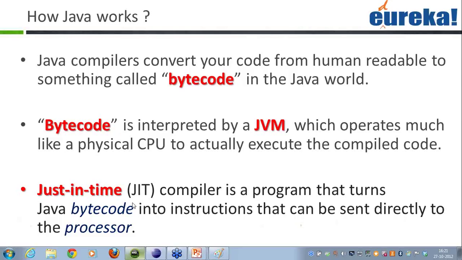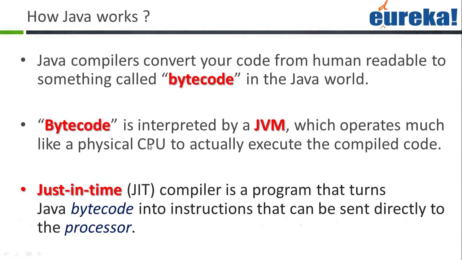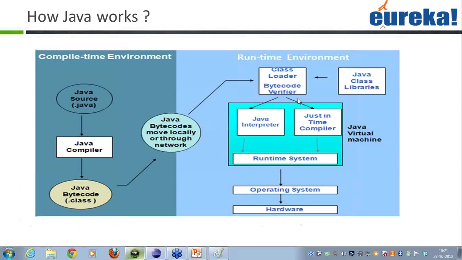The compiler that is used by the Java virtual machine is the just-in-time compiler. The just-in-time compiler is the program that turns the Java bytecode into instructions that can be sent directly to the processors. Let's take a look at it with the help of an example here. So here I have a compile time environment, and here I have a runtime environment. If I have a .java file, I do a level of compilation, and after that, I get a Java bytecode, or the .class file. All right.